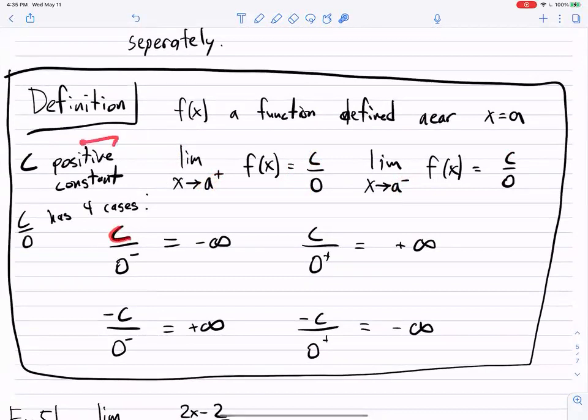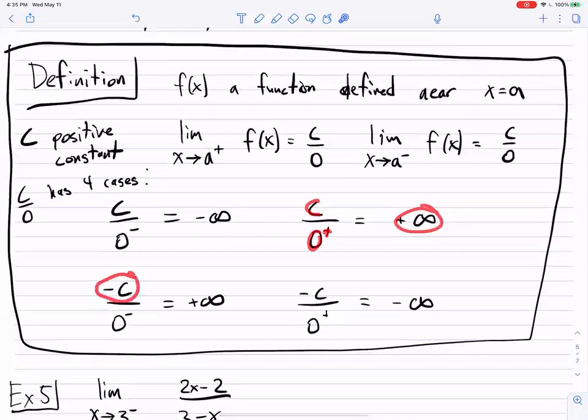Either it's c, where c is a positive constant. It's either c over 0 from the left. And if you have a positive number over a really small negative number, that's going to be negative infinity. If you have a positive number over a really small positive number, it's going to be positive infinity. And if you have a negative constant on top, then over 0 from the left is going to be positive infinity. And if you have a negative constant on top divided by a really small positive number, then it's going to be negative infinity.